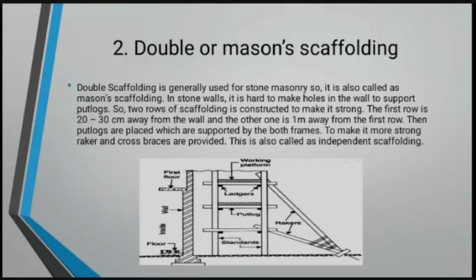Double or mason scaffolding. Double scaffolding is generally used for stone masonry, so it is called mason scaffolding. In stone masonry, it is hard to make holes in a wall to support footlocks, so two rows of scaffolding are constructed to make it strong. The first row is 20 to 30 centimeter away from the wall and the other one is 1 meter away from the first row. Then footlocks are placed which are supported by both frames. To make it stronger, raker and cross braces are provided. This is also called independent scaffolding. As compared to double scaffolding, single scaffolding is best when we have less money.